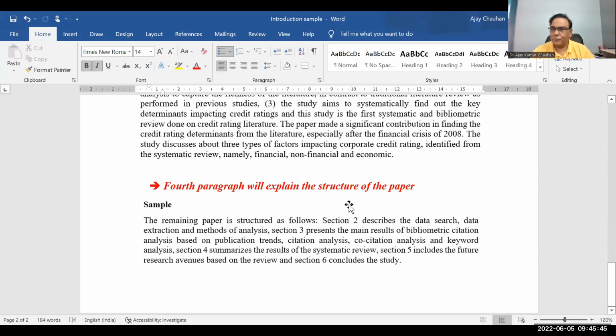And the last and fourth paragraph is talking about the structure of the paper. You can explain that section 2 explains the literature review, section 3 explains the methodology, section 4 discusses the findings and interpretation of the statistical results, and section 5 has the conclusions and suggestions. So like this, you have to explain the structure of a paper.